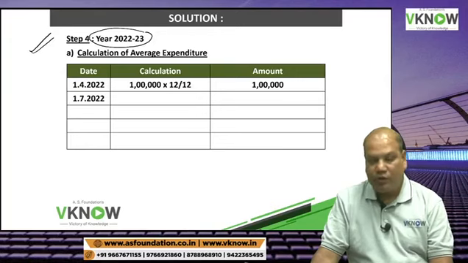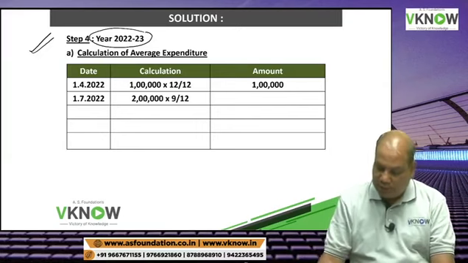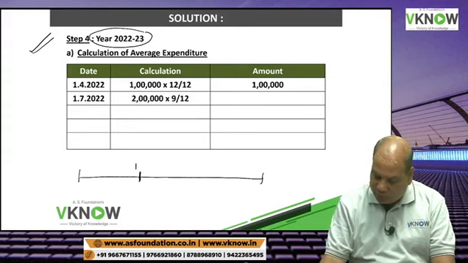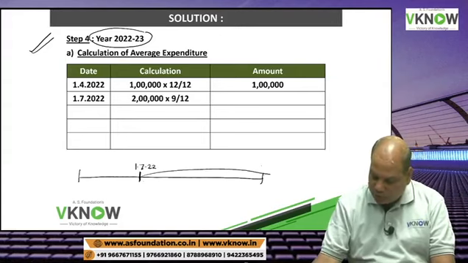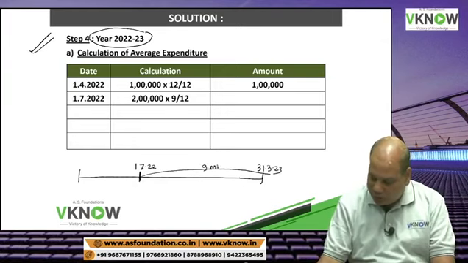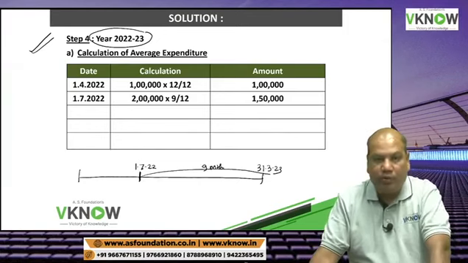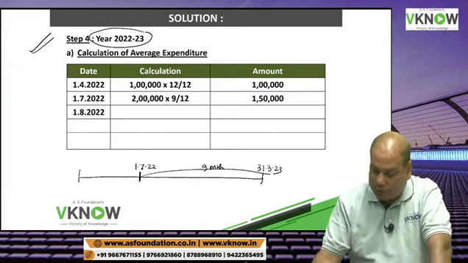Next expenditure was incurred on 1st July 2022. On 1st July 2022, we have incurred 9 lakh. So the interest will be calculated from 1st July to 31st March 23, 9 months. So 2 lakh into 9 by 12, 1,50,000.